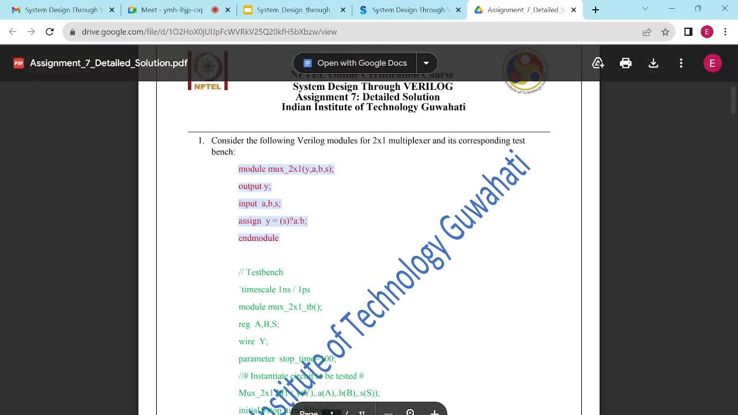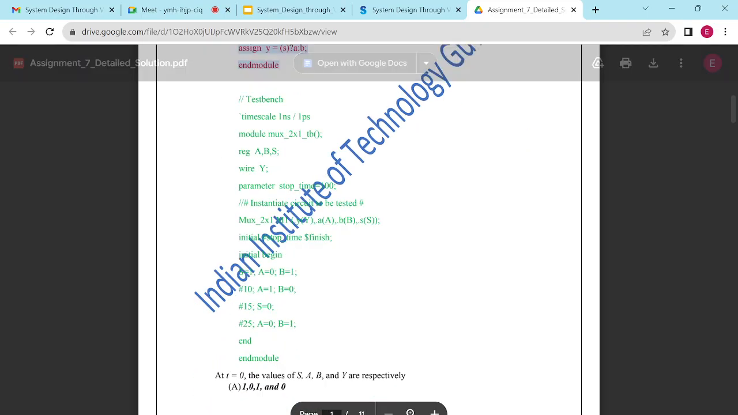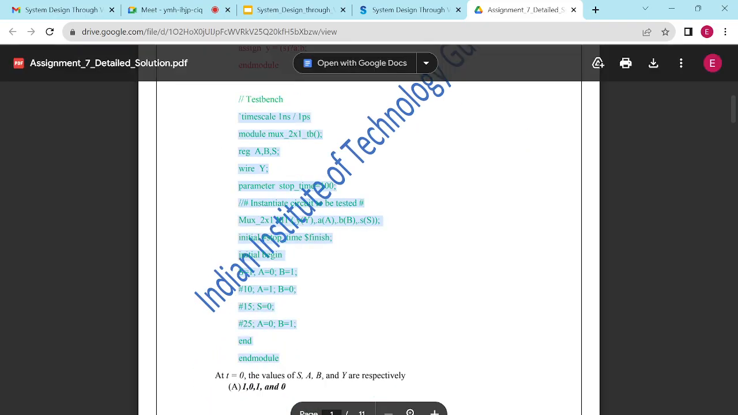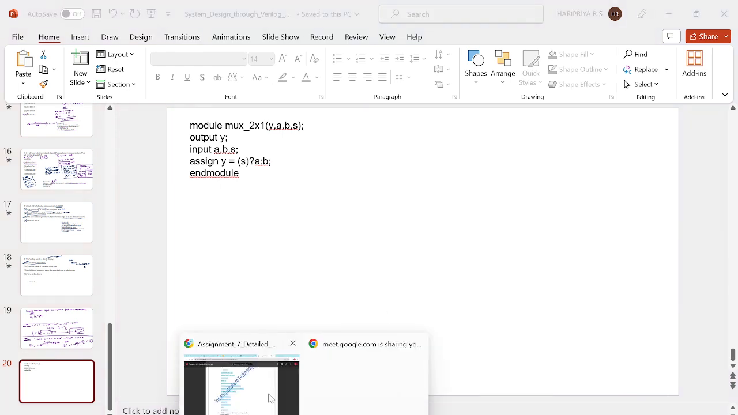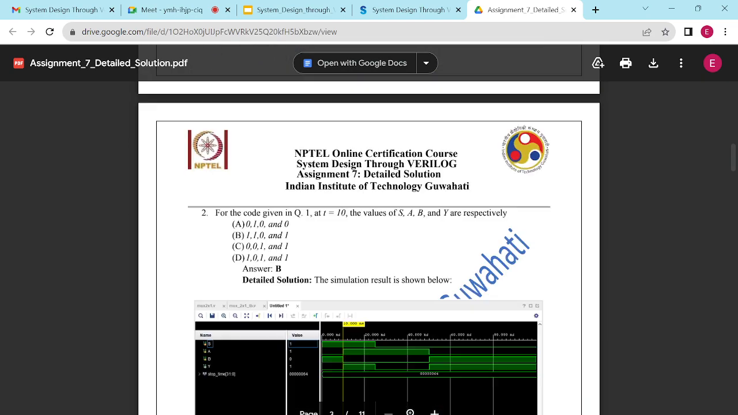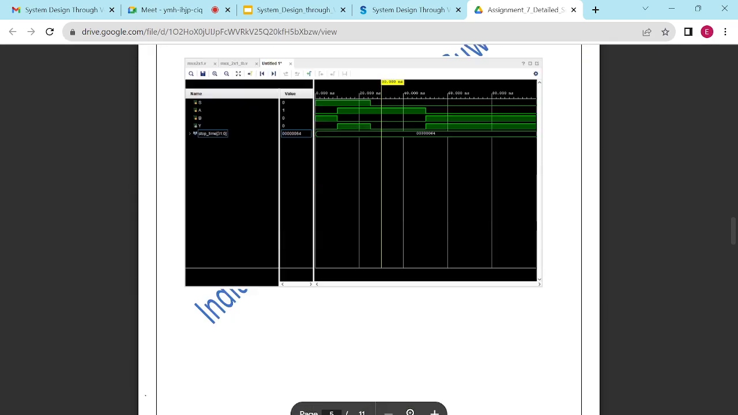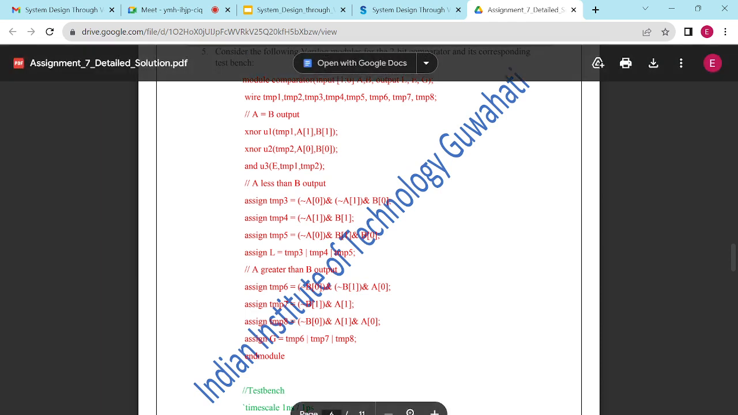From the assignment 7, we will take one question. Any other doubts? Madam, this question I understood. You got it? Please go to questions 7 and 8 of assignment 7. In this also, it is a pure combinational block, I think so. Yes.